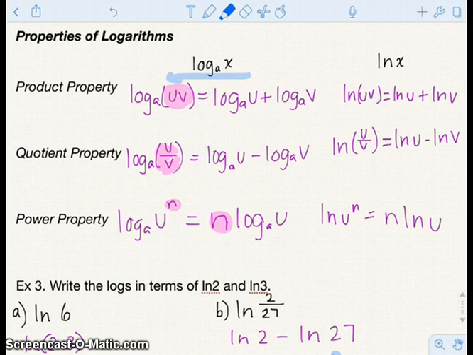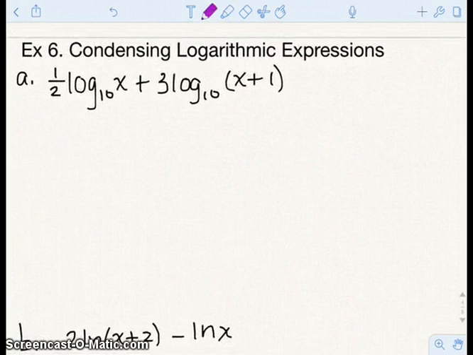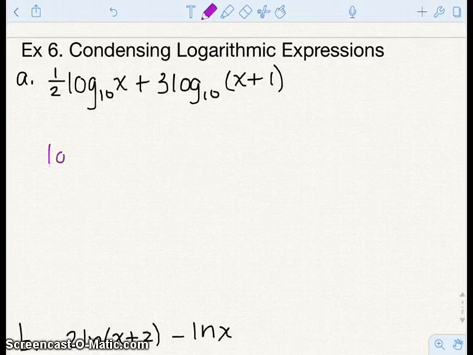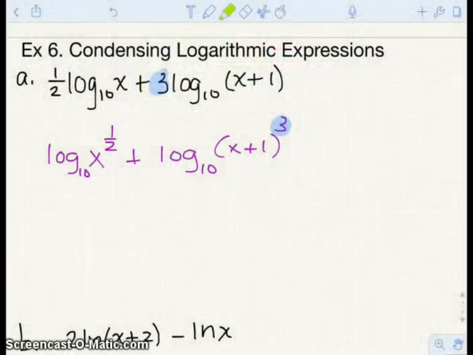Our first example says 1/2 log base 10 of x. So first thing I see, power property, that coefficient out front becomes log base 10 of x to the 1/2. It becomes an exponent. And the same thing happens over here. That 3 out front becomes an exponent. And the 1/2 again also became an exponent.